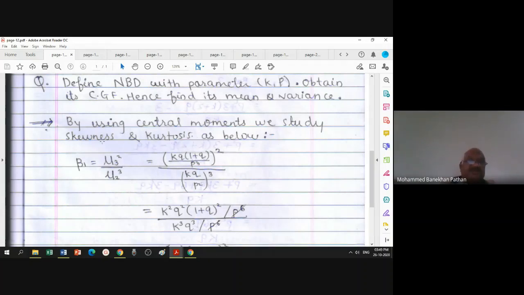In the first year paper 1 syllabus, you are familiar with skewness and kurtosis. Skewness is nothing but lack of symmetry and kurtosis is measuring the peakedness of the graph, provided the graph is symmetric. So firstly, we try to develop beta 1, that is the measure of skewness for NBD.